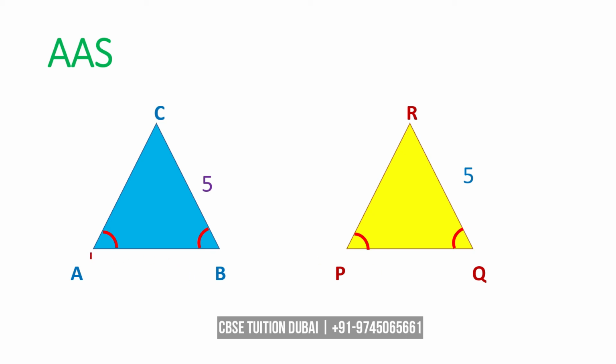Here also we have angle, angle, side. So we can say that these two triangles are congruent. If these two triangles are congruent, the corresponding parts will be equal, which means angle C and angle R are equal, AC is equal to PR, and AB is equal to PQ.